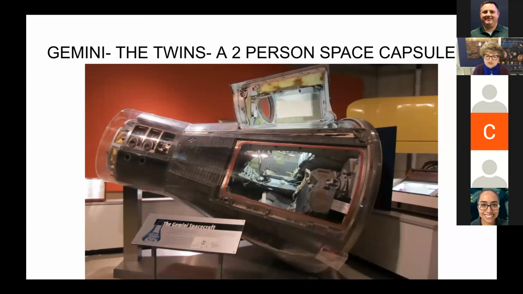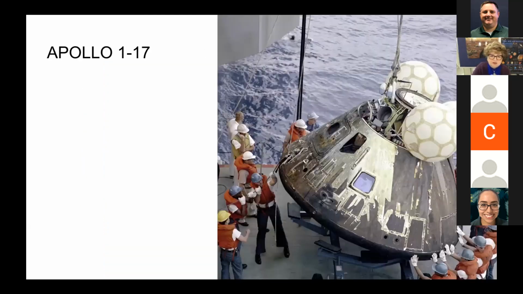The Gemini project sent 2 astronauts into space, and this is a Gemini capsule right here, and they stuffed 2 people in there. And then we had the Apollo program, and it was Apollo 1 through 17. Not all of them went to the moon. Apollo 11 was the first one that actually went to the moon, and people got out and walked on the moon. That was Neil Armstrong and Buzz Aldrin, and then astronaut Collins stayed on the device that was circling the moon so they could get back safely.